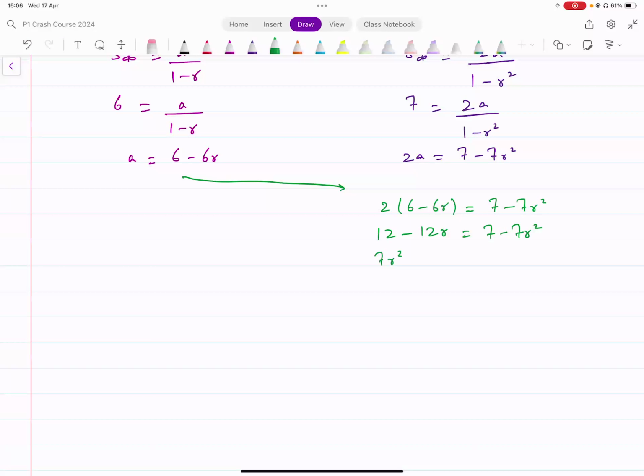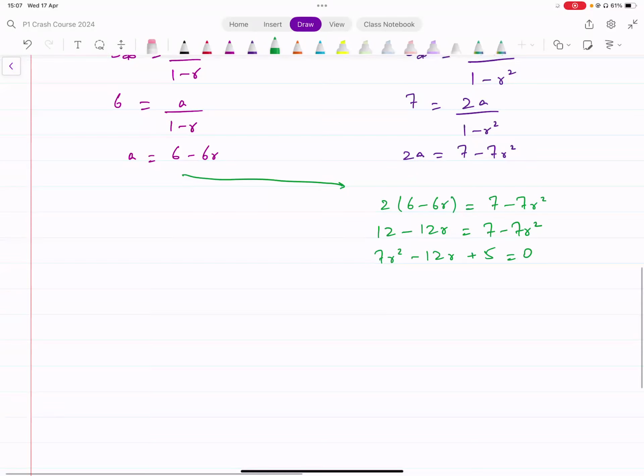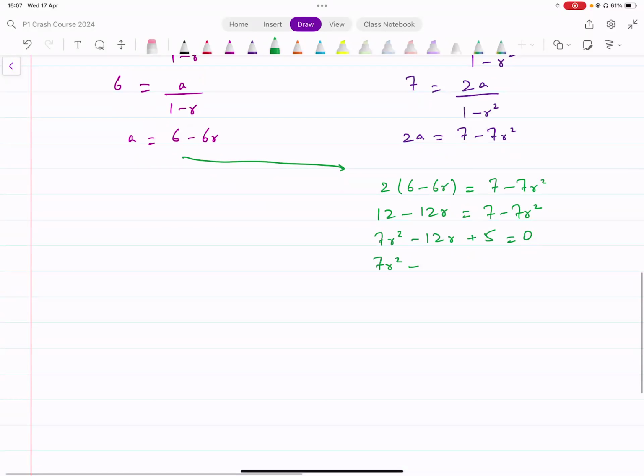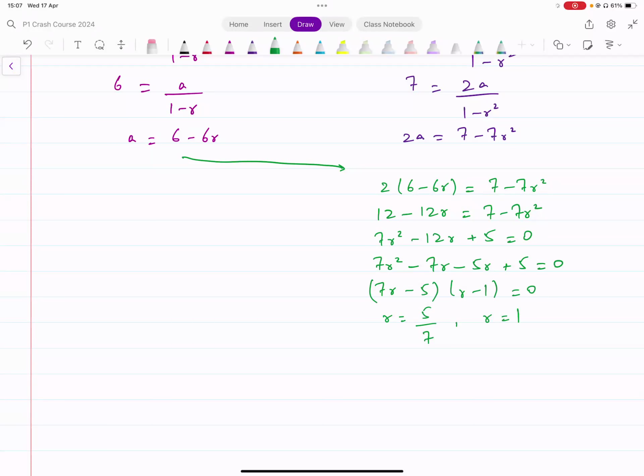We get a quadratic equation again: 7R squared minus 12R plus 5 equals 0. Can you factorize this? 7 into 5 is 35. We need to add and get 35 somehow. 7 and 5, yeah, so we can use the same. 7R squared minus 7R minus 5R plus 5 equals 0. And that gives us two factors, 7R minus 5 and R minus 1. Ratio either equals 5 over 7 or the ratio equals 1. These are the two possible values of R that we're getting.